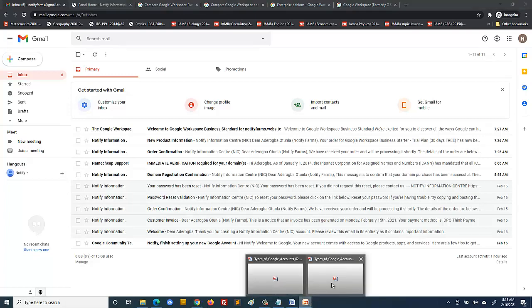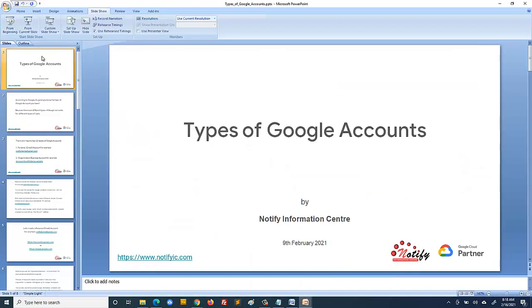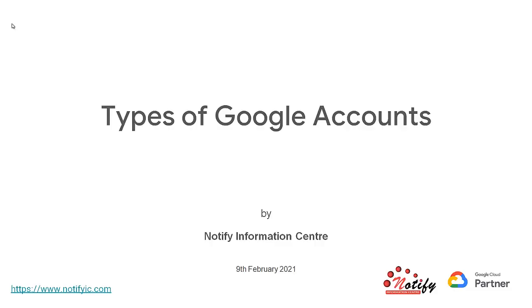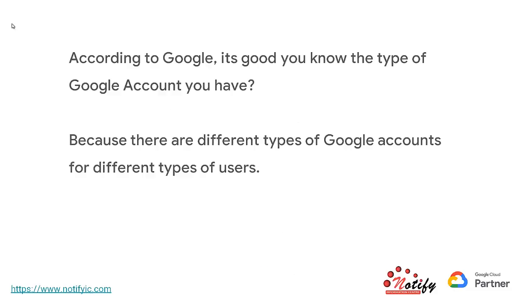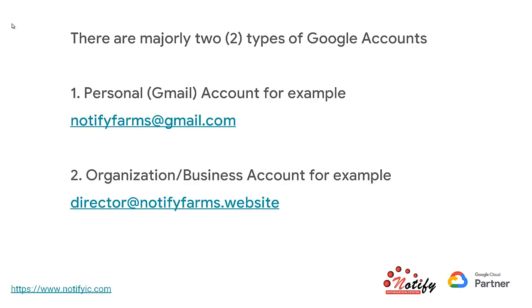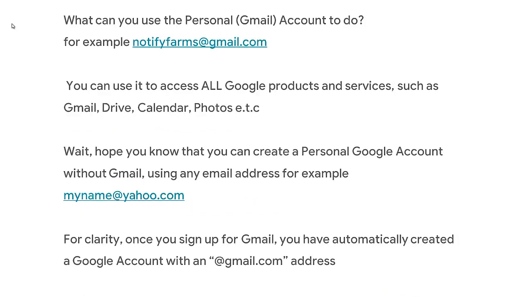So, in our previous video, you remember we started with types of accounts, right? We talked about this. We created a personal Gmail account, notify farms at gmail.com. Currently we're working on the organization and business account. We already created it also, but just to complete some of the things, we need to finalize.